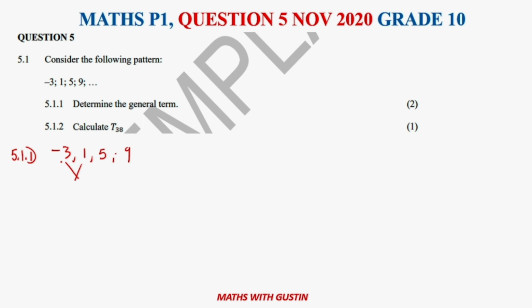So let's check the difference. -3 minus 1 gives us 4. 5 minus 1 is 4, therefore 9 minus 5 is going to give us 4, which is equal to our difference. And then our first term is -3. We go to our formula sheet, and there we check the formula sheet. It has this formula of an arithmetic pattern or linear pattern, if you want to call it.